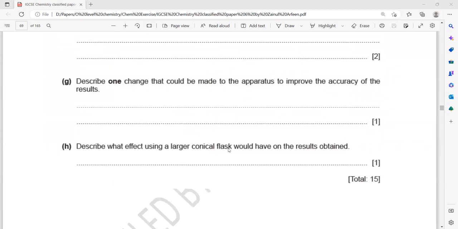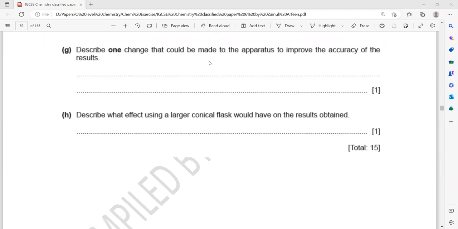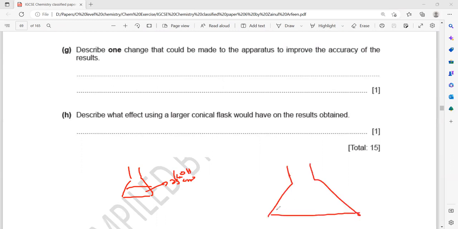Describe what effect using a large conical flask would have on the result. For example, I'm not changing the amounts. We took 25 cm cube of KOH in a small conical flask, and then we took a large conical flask and took the same amount, 25 cm cube. Will it affect the result? It doesn't matter, it does not make a difference. So no effect.